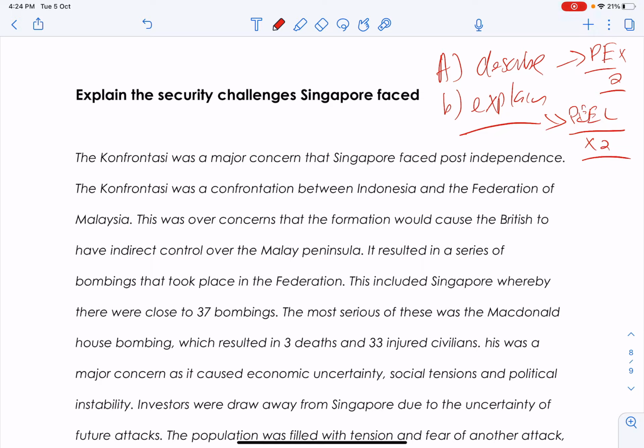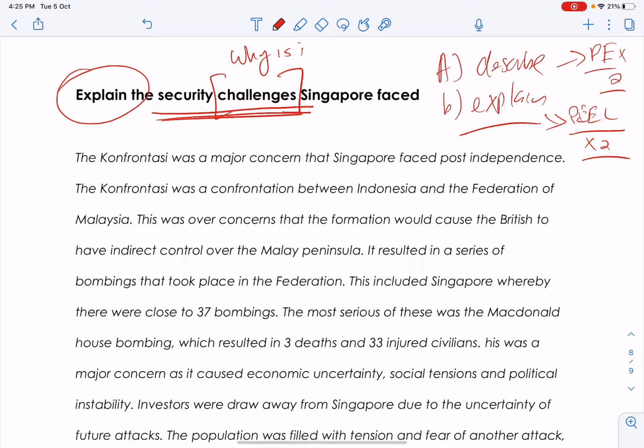For example, the question can look something like this. Okay, explain the security challenges. Now, if the word is explain here, then in your explanation, you have to tell me why is it a challenge, or why is it a concern? Why is this security issue a big challenge, a big concern? Which means, what is the impact on Singapore? Okay, what is the impact on the country?